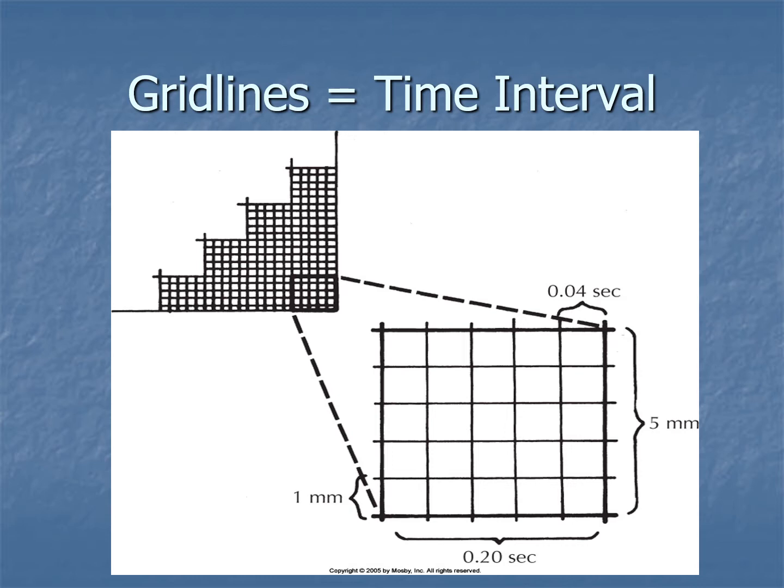So each one of the big boxes accounts for 1/5 of a second, or 0.20 seconds. The small boxes are 0.04 seconds. So the first step is kind of knowing what the grid lines actually stand for when you're trying to figure out what the rate is.